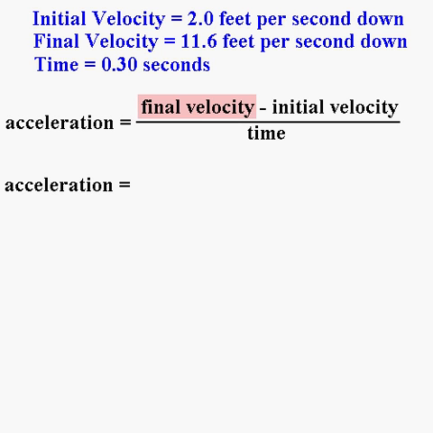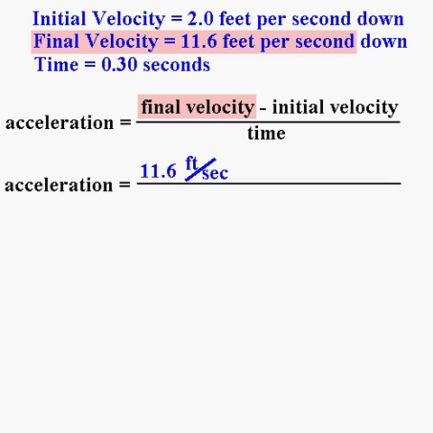Well, let's start with final velocity. That was given 11.6 feet per second down. So I need to put 11.6 feet per second in for final velocity. Now I'm going to make feet per second a fraction, and I'm going to abbreviate feet as FT and second as SEC, just so I have room to complete it here.